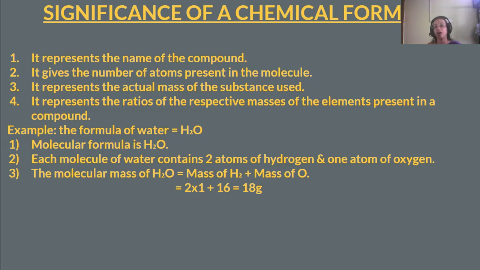For example, see water, H2O. The molecular formula is H2O. Each molecule of water contains 2 atoms of hydrogen and 1 atom of oxygen. Therefore, the molecular mass of H2O is the mass of 2 atoms of hydrogen plus the mass of 1 atom of oxygen. So it becomes 2 into the mass of hydrogen, which is 1, so 2 into 1, plus the mass of oxygen, which is 16, and 1 atom is there. So 2 into 1 plus 16 becomes 18 grams. 18 grams is the mass of 1 molecule of water.